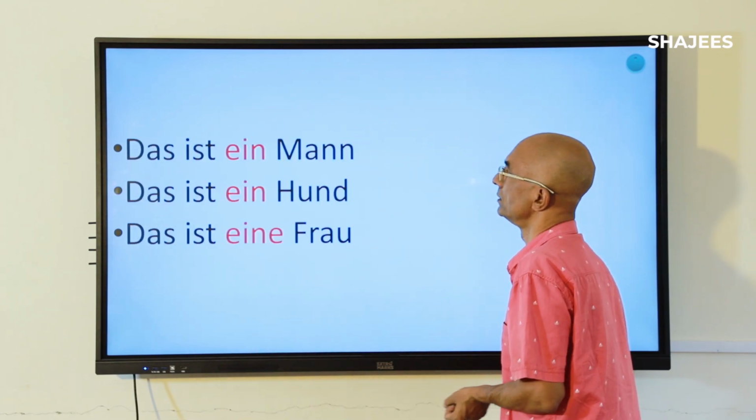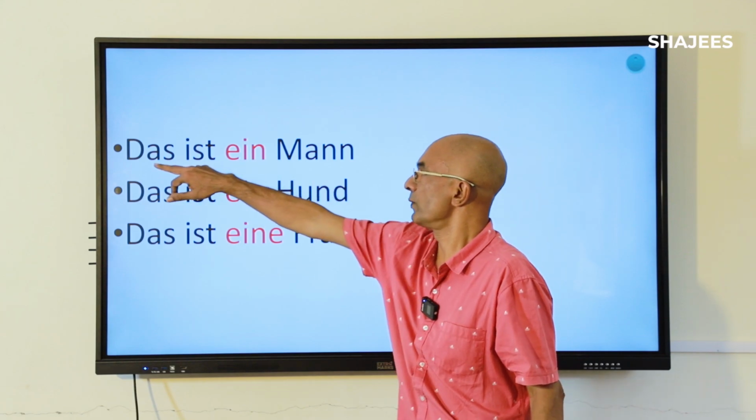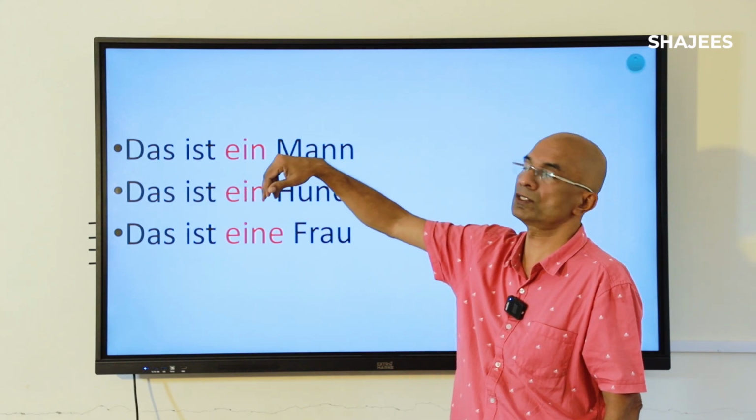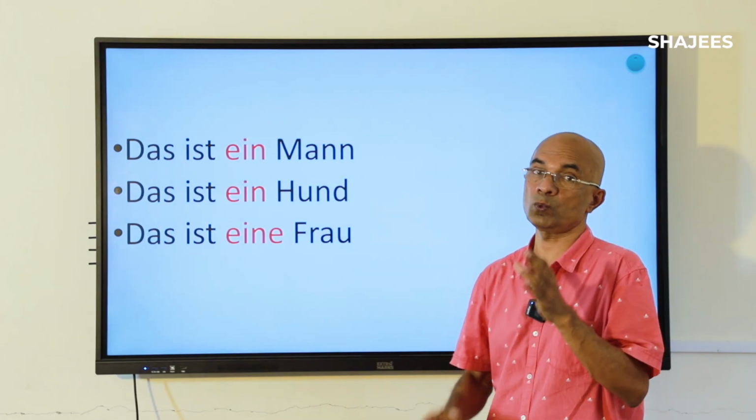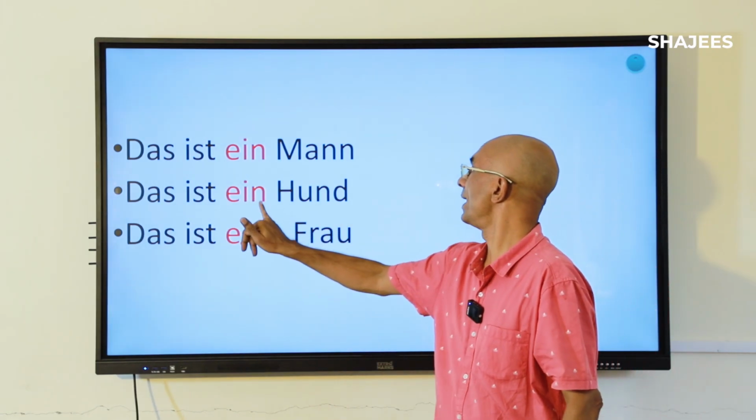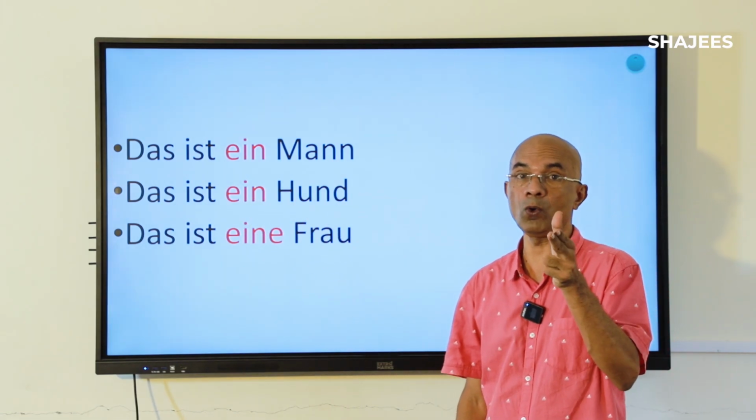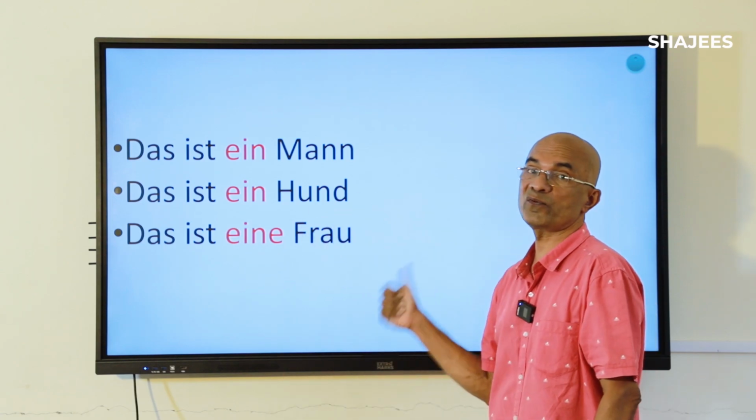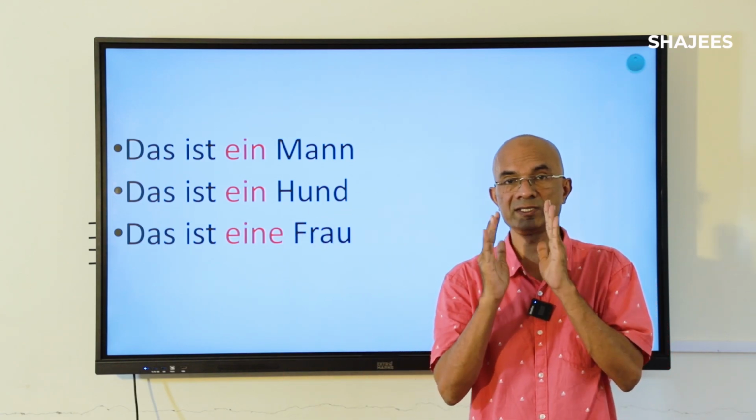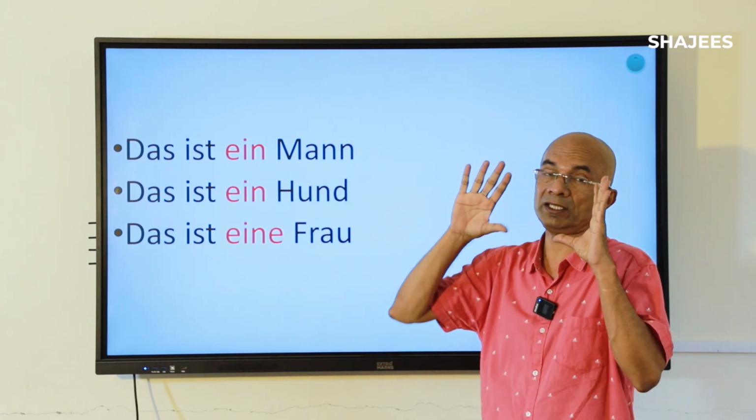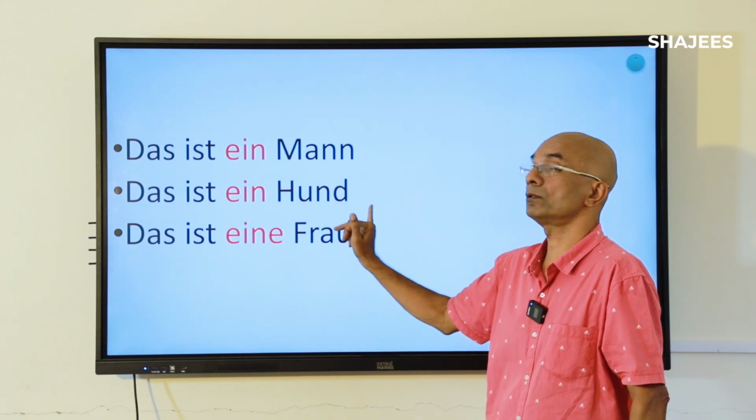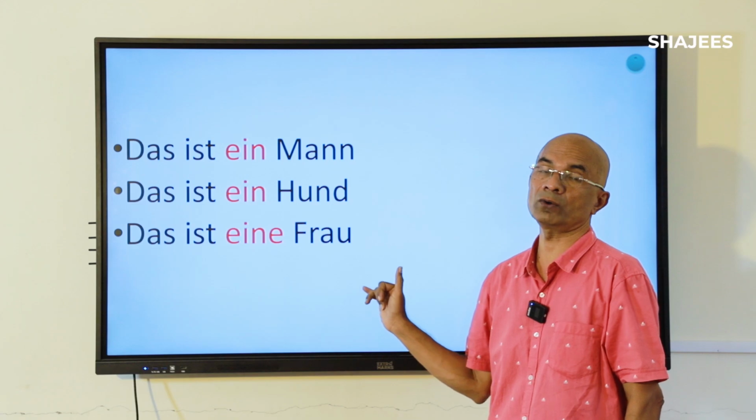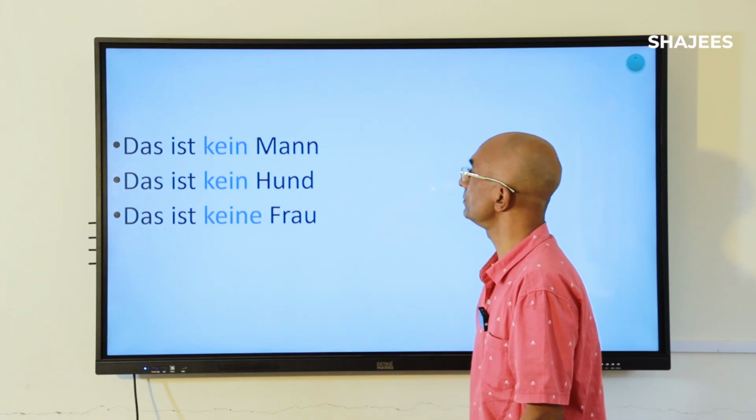Next, for example, if you want to make a sentence: Das ist ein Mann. That's a man. That is one man. Das ist ein Hund. That is one dog. Das ist eine Frau. That is a lady. So that's ein, that's one. That is a man, that's a dog, that's a Frau, that's a lady.